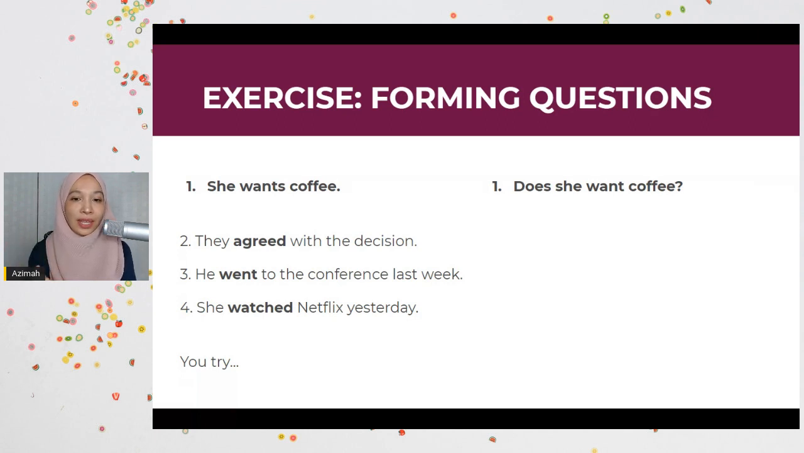Number 3, he went to the conference last week. Is it did, do, does? Start that off first before you form the question. Number 4, she watched Netflix yesterday. Should we put do, does, or did? Take a look at the tense. And then how do you change the main verb?